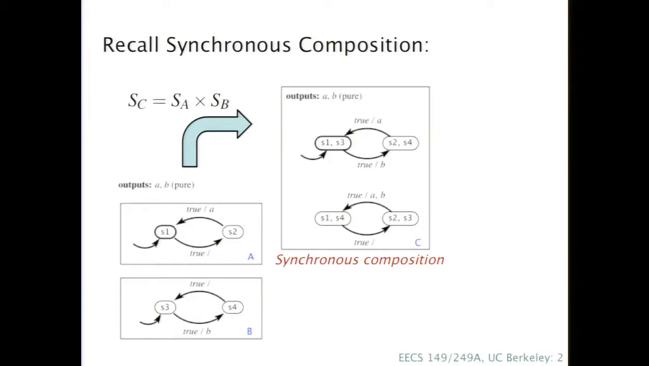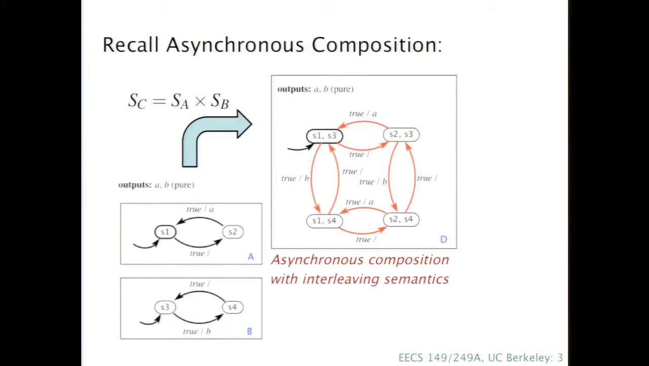If we take the same 2 state machines and we compose them using asynchronous composition, then we have some choices, because the phrase asynchronous composition by itself isn't enough to tell us what it means for the 2 machines to react. If I choose an interleaving semantics, then a reaction of the composition consists of first non-deterministically choosing one of the 2 machines and letting that machine react. And then in the next reaction, I non-deterministically choose one of the 2 machines and let it react. That's what an interleaving semantics for asynchronous composition means.